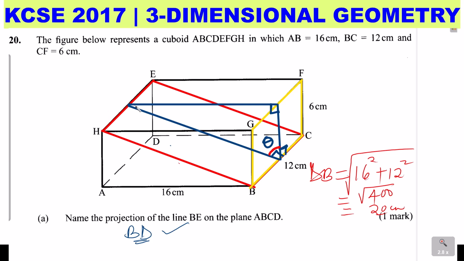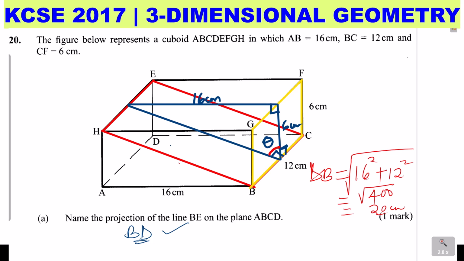So this distance here is equivalent to 16. That distance is equivalent to 16 centimeters. And then this distance that is here, we have a distance here. This one is 6 centimeters. So with that, we'll be able to get this angle.